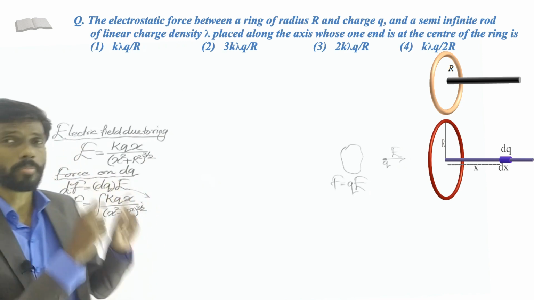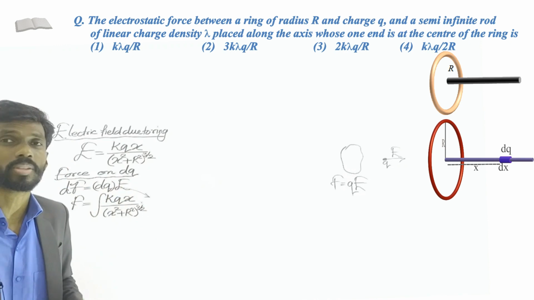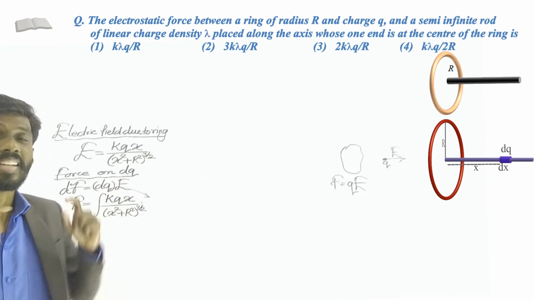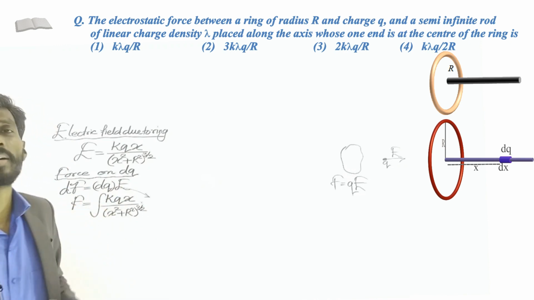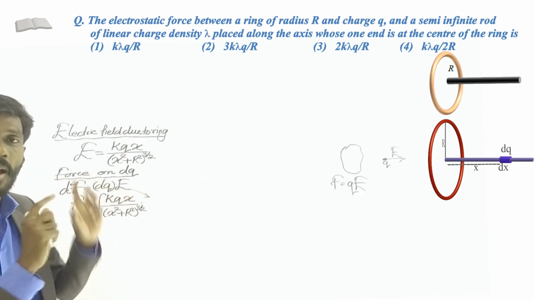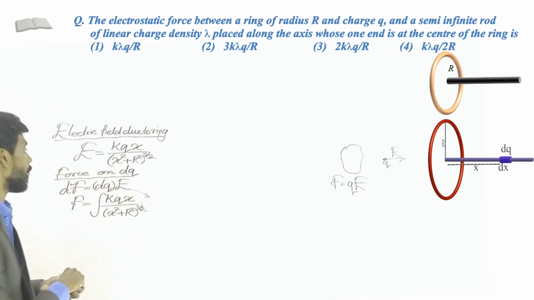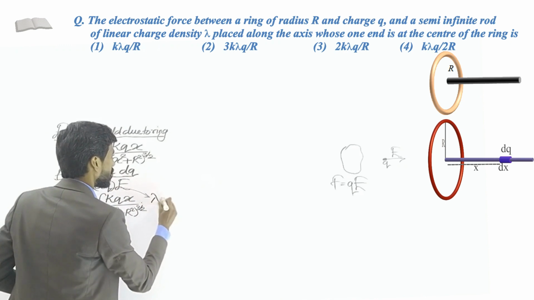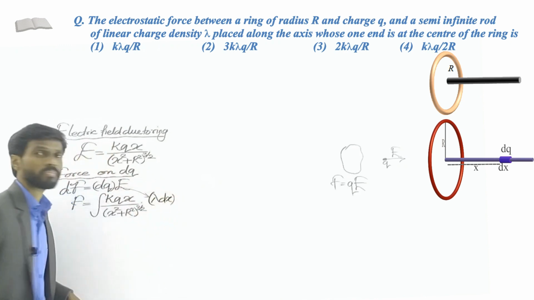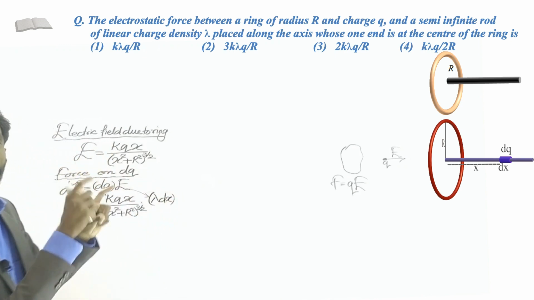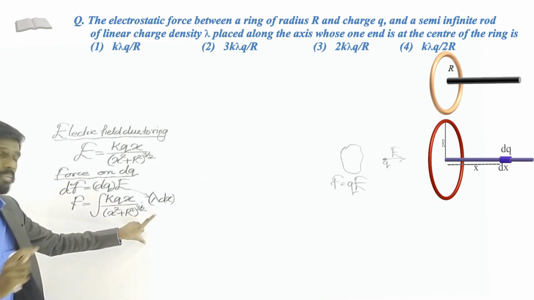The charge of that small portion. So this is a linear charge distribution. That means the charge is the linear charge density lambda multiplied by the length. Lambda multiplied by that length dx, so lambda dx is the required charge on the small portion of that rod. Okay, that's all. So we have to do the integration.